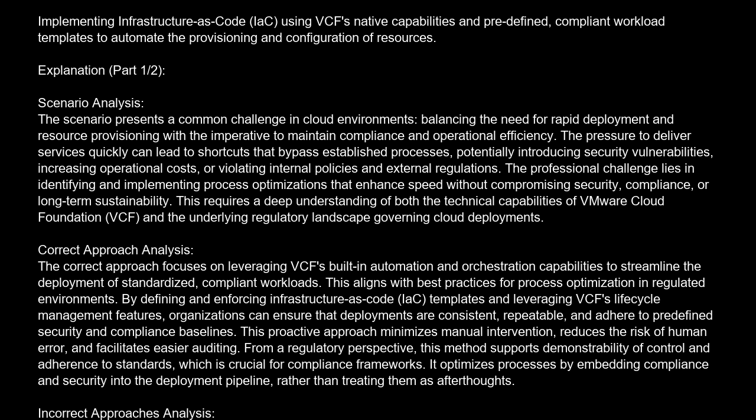From a regulatory perspective, this method supports demonstrability of control and adherence to standards, which is crucial for compliance frameworks. It optimizes processes by embedding compliance and security into the deployment pipeline, rather than treating them as afterthoughts.